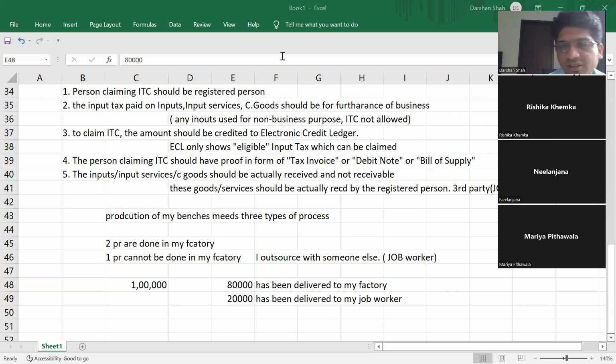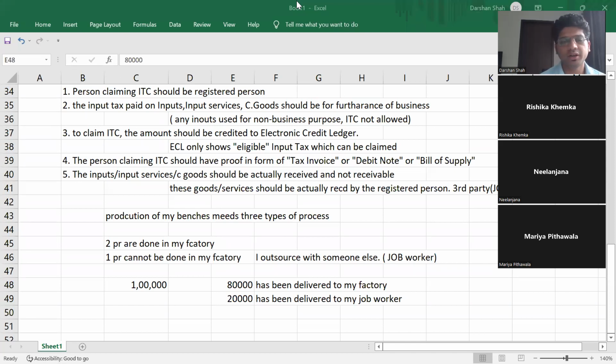Okay, the doubt is, can this third person act as an agent? Yes, yes. If the goods are received by the agent, that is also okay. That's why I have specifically written third party. Example is job worker. I have specifically written third party, and the example is job worker. Okay, all doubts clear now till condition number 5.